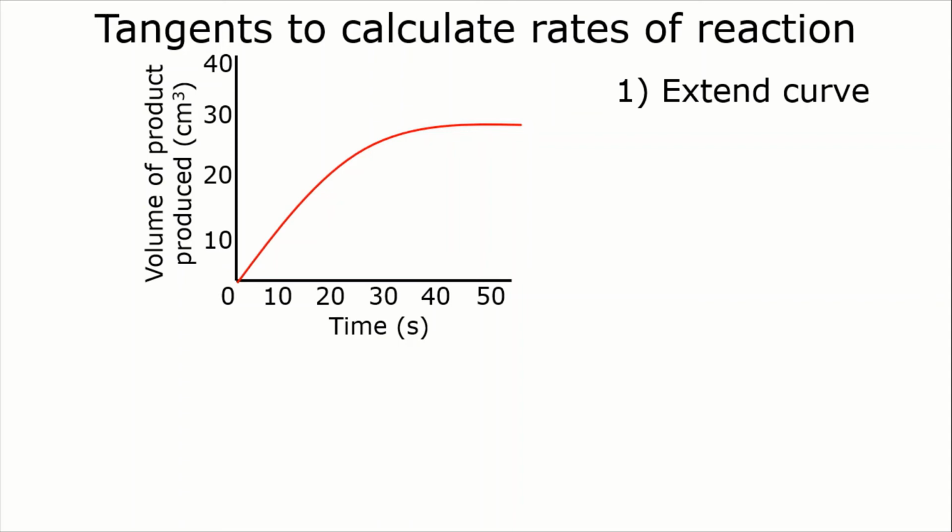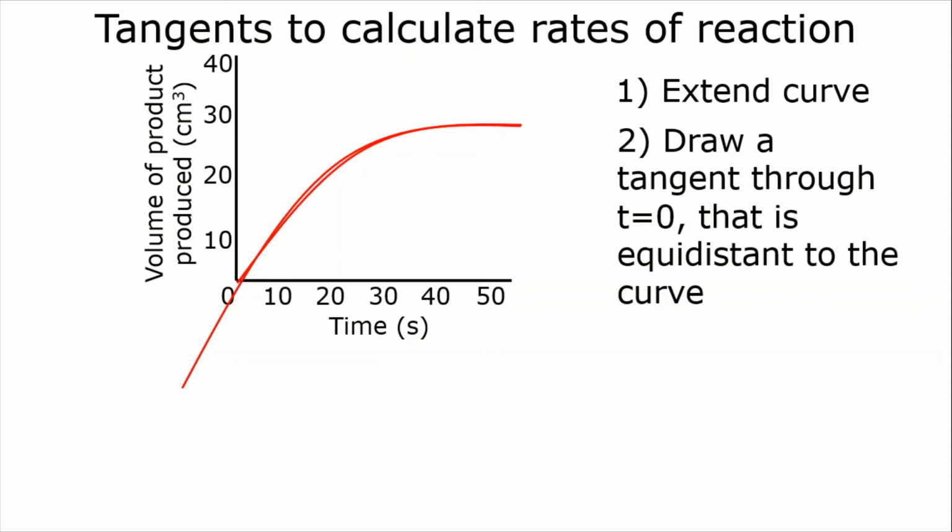Now normally what you would do is you would just extend the curve using a pen and a ruler underneath the axes. However, I can't do this on a computer, so using my limited technological skills, I've just overlaid another curve over the top. Now we can see that this is not the perfect fit, it's not the perfect overlay, but for this example it will do. So you can see I've extended my line, and this is really important for our next step, where we draw a tangent at the point t equals 0, and it needs to be equidistant to the curve.